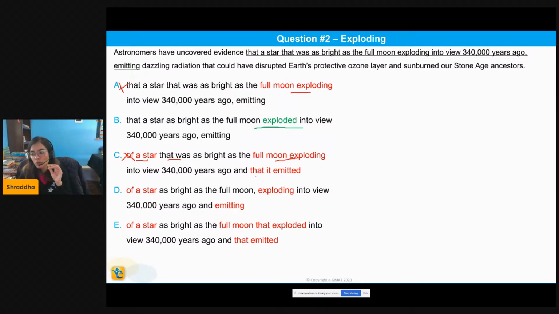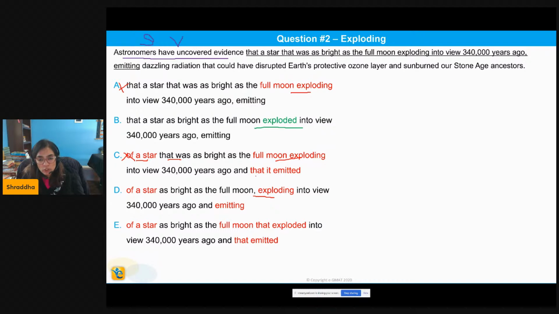Now something very unique is happening in choice D. You see, we have a comma plus verb-ing modifier over here in choice D, right? Do we have a clause right before it? A star of a star as bright as the full moon? No, there is no clause because there is no subject verb. But if I look into my non-underlined portion of the sentence, we do have a clause over here. I have astronomers as my subject and have uncovered as my verb.